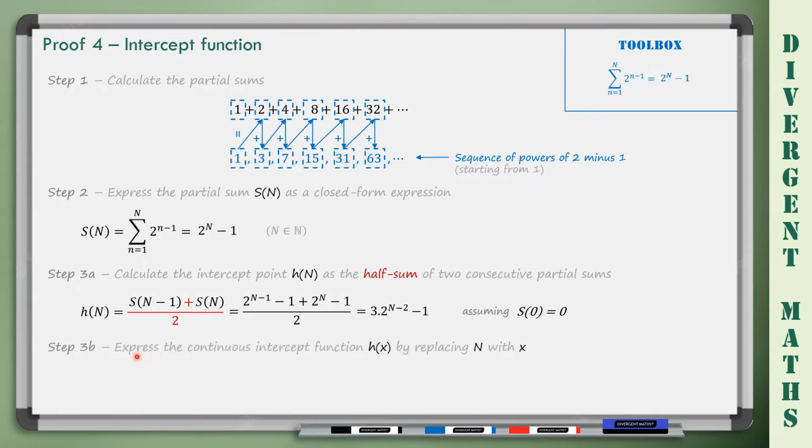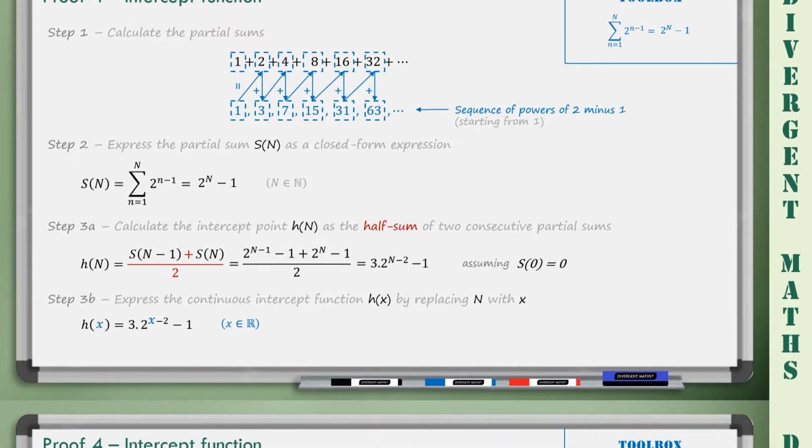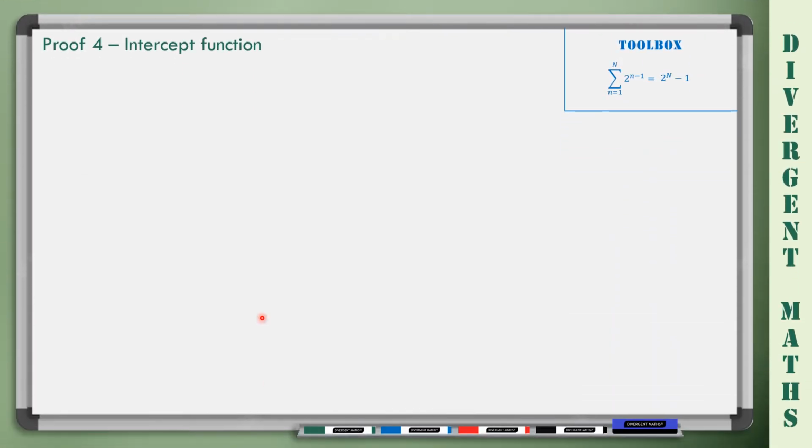Step 3b, express the continuous intercept function h of x by replacing n, the discrete index, with the continuous variable x. So in that case, we just replace n by x. Here it is. x is a real variable. Running out of space, let's move to the next board. Here it is. Step 4, evaluate h of x where x equals 0.